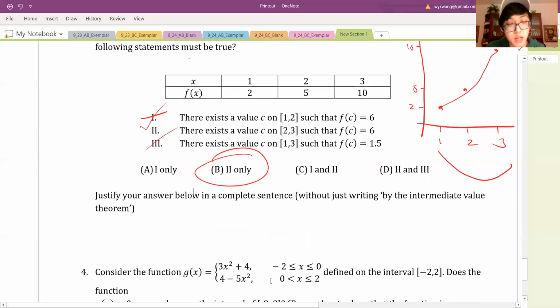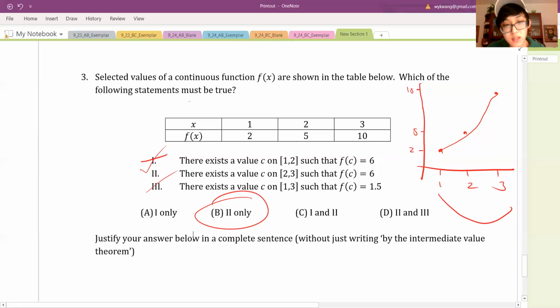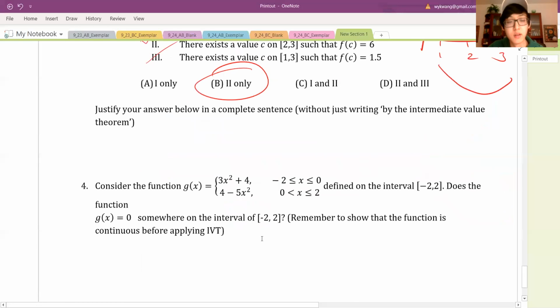Justify your answer below in a complete sentence. Kind of just explain your thoughts for this one. Actually, I'm not going to look for too much on this one. As long as you clearly understand what you're doing and you get the right answer, then you're all good.